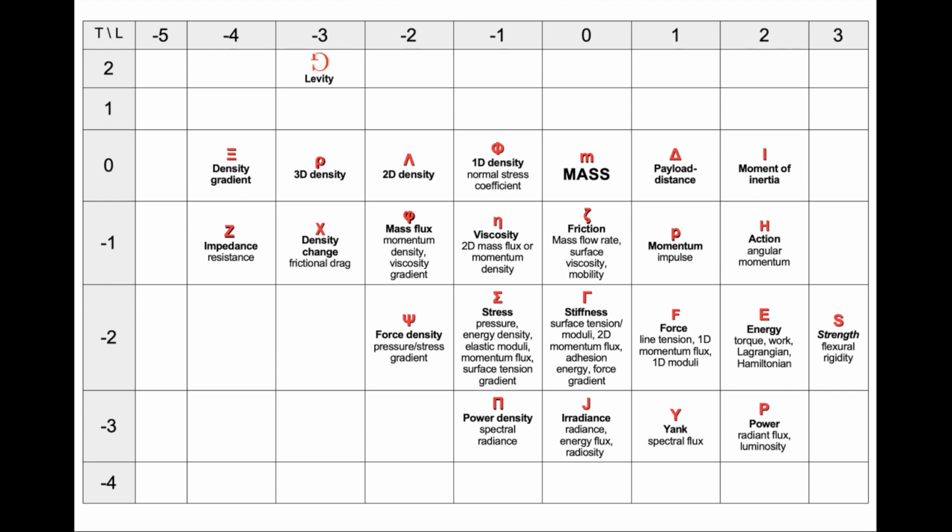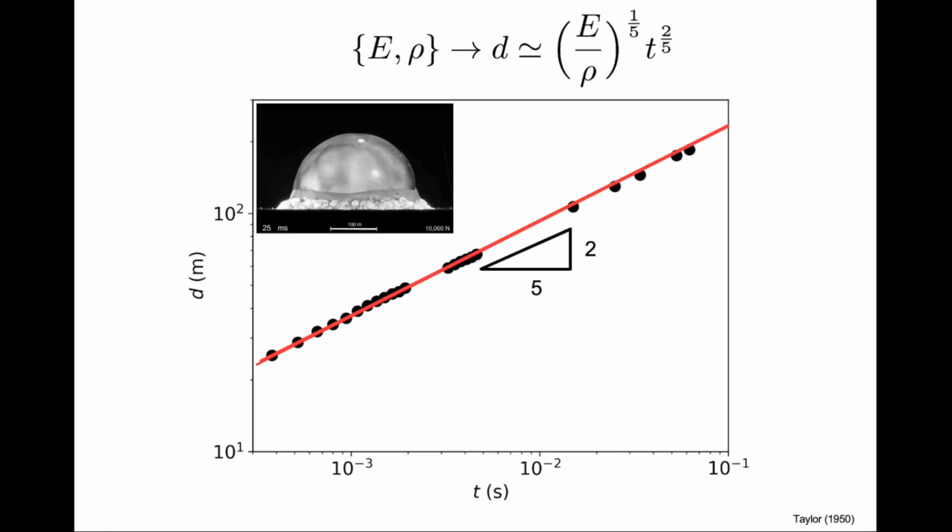When we consider a pair, say energy and density, we get a power law. In this case, Taylor scaling for the dynamics of detonations. Evidently, this mechanical model is quite successful at explaining the kinematics of the front of this specific explosion, Trinity, the first nuclear test, at least for the time range represented here, from around 0.3 milliseconds to 0.1 second. Should we expect this power law to extend indefinitely? Of course not. That would be absurd.